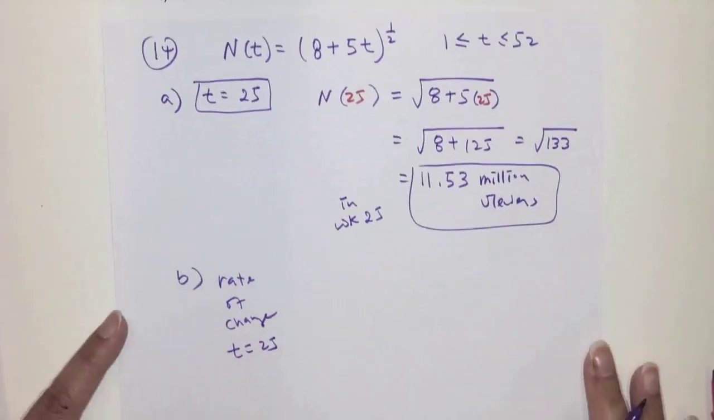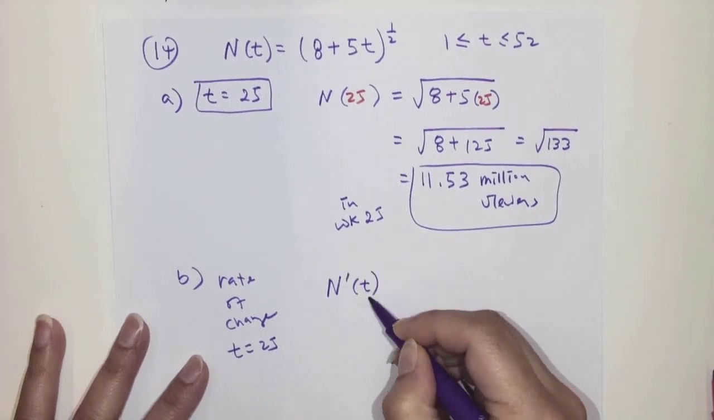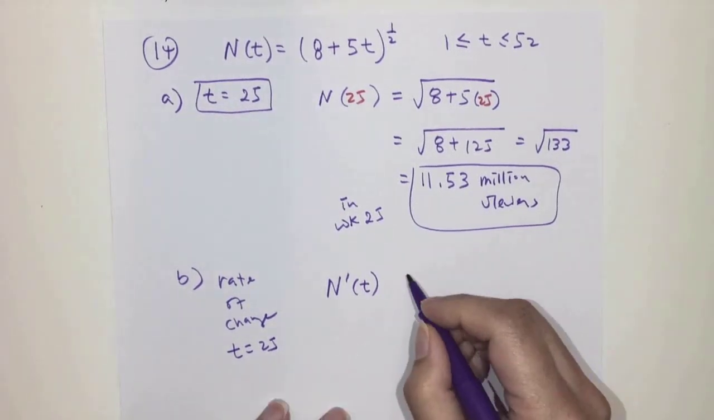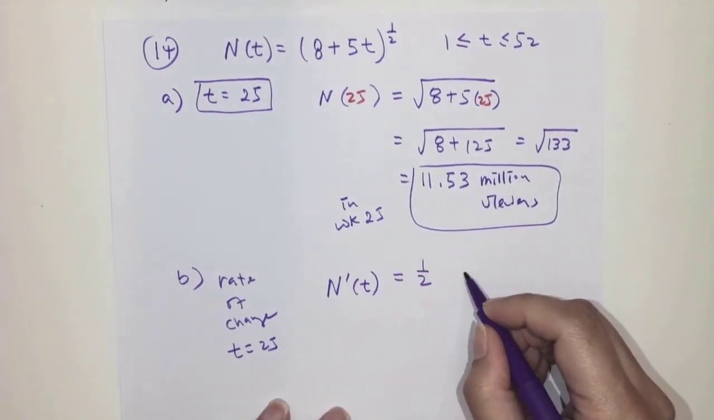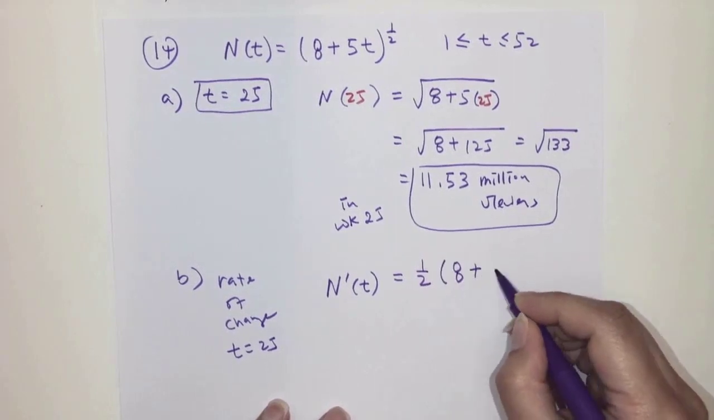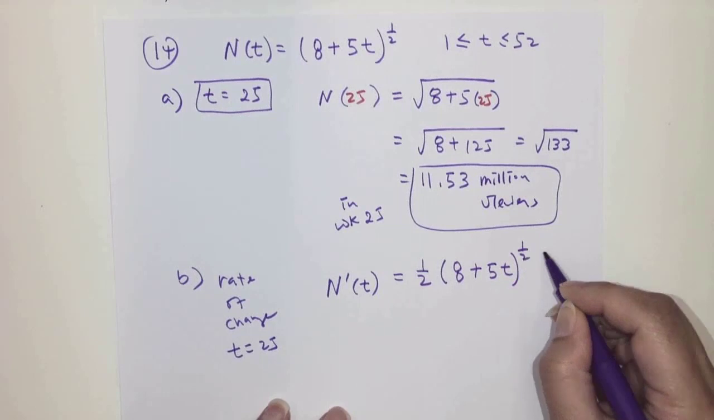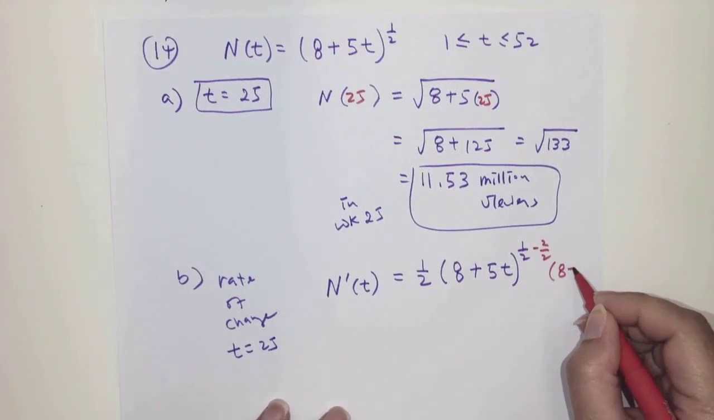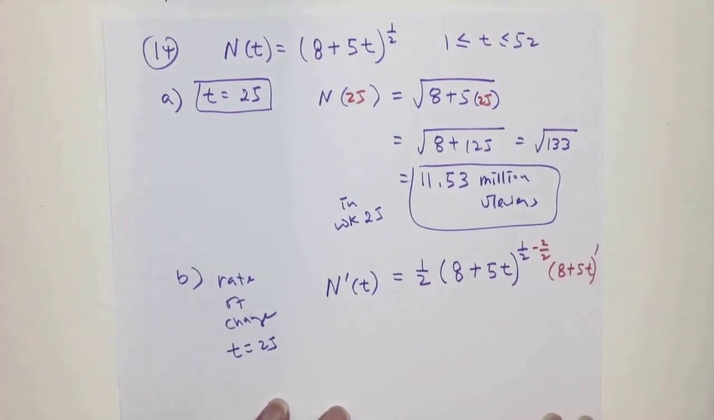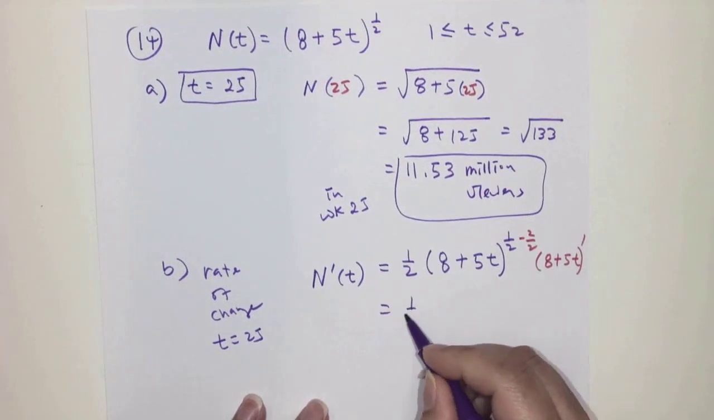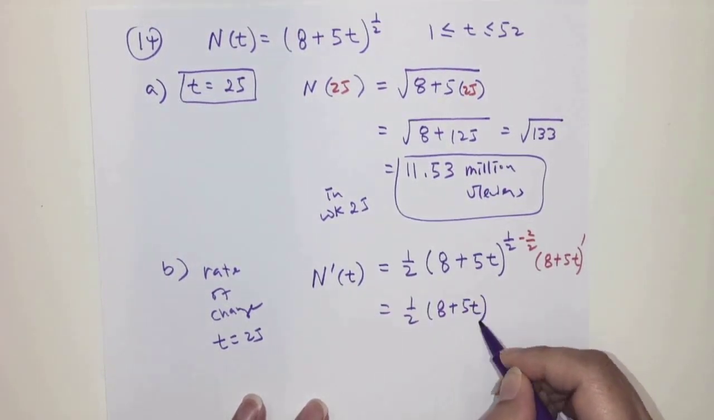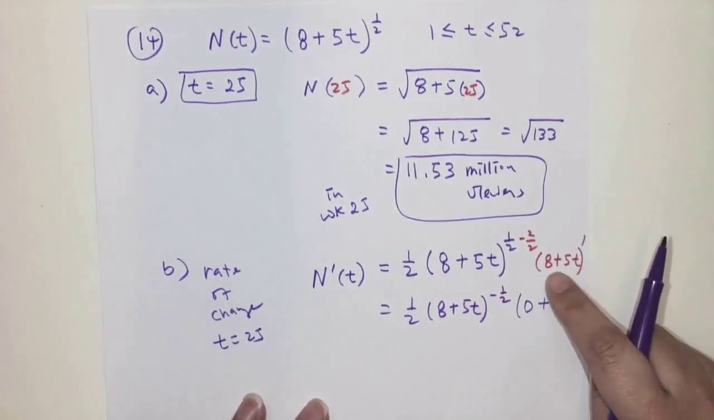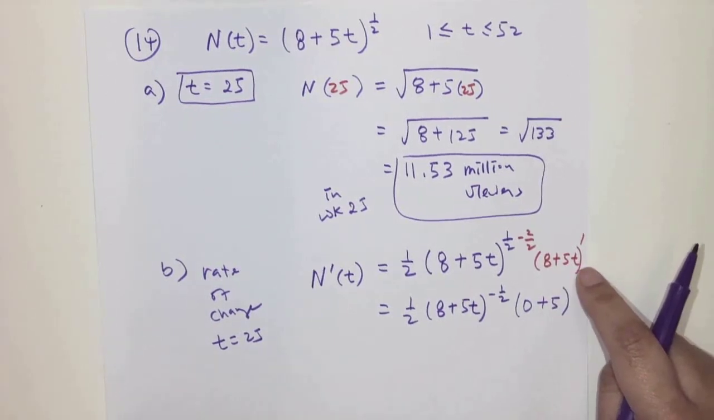So I'm going to need to find n prime of t, right? So when we find n prime of t, we just take the derivative of that. Let's see, we will pull down the 1/2. This is like a chain rule, and write down 8 plus 5t. This goes down 1 degree, right? Minus 2 over 2, and then we need to take the derivative of the inside part, 8 plus 5t prime, right? So now we have 1/2, 8 plus 5t to the negative 1/2. The derivative of the inside would be 0 plus 5, right? Constant becomes 0, t is 1, so just 5 here.